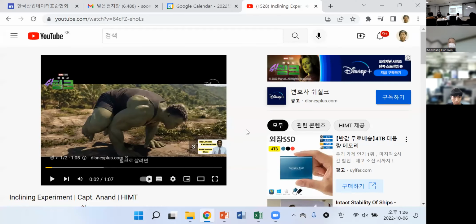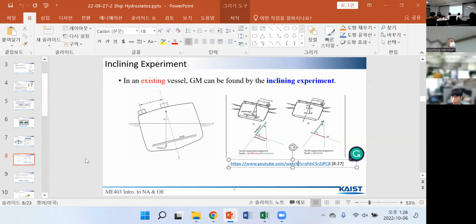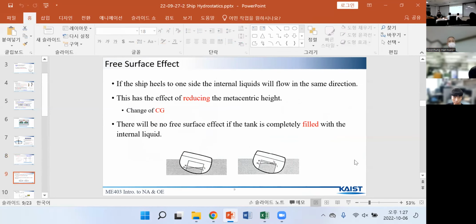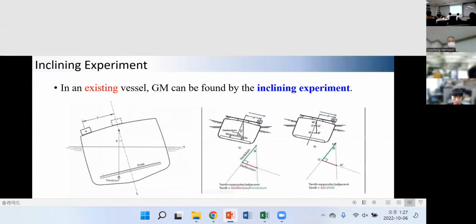So we can calculate by experiment, by the inclining test, the KG. Usually it should be the same. The original KG estimated from the calculation by computer and the one coming from the inclining experiment should be the same. But sometimes it is not. Sometimes you need to do more work.